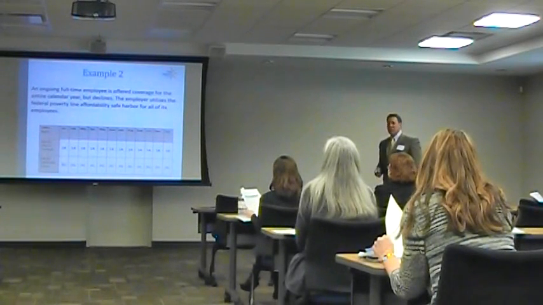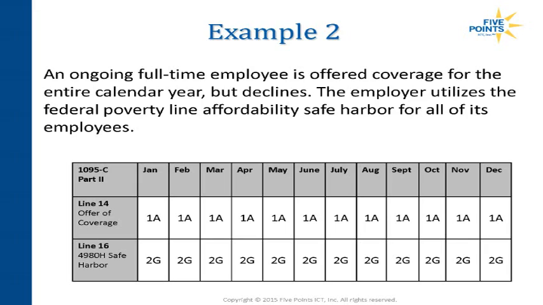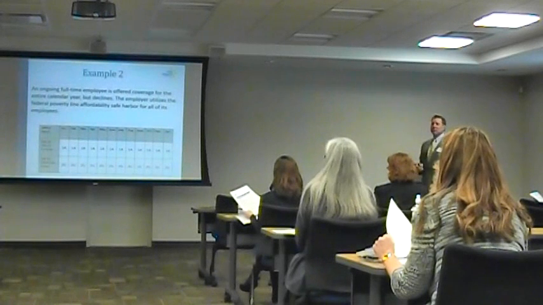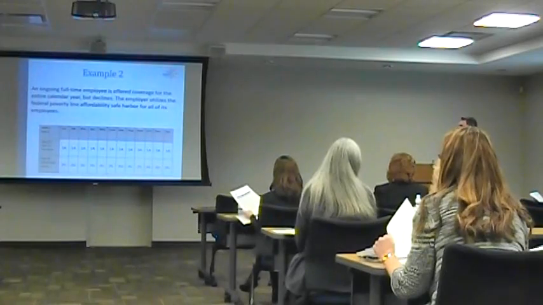2, I know it was affordable, I made the offer, and the employee did not take it. What was the safe harbor I used? 2G was the poverty line affordability. So it was affordable every month, and because I made the offer and it was affordable, I'm not going to pay a penalty, even though the employee's not on my plan. That makes sense to everybody? But this time you wouldn't receive because the person declined.